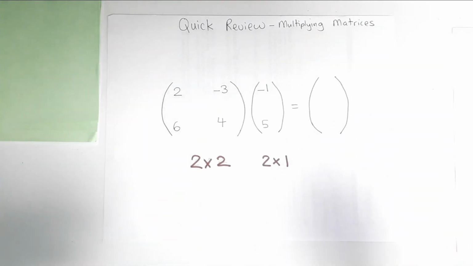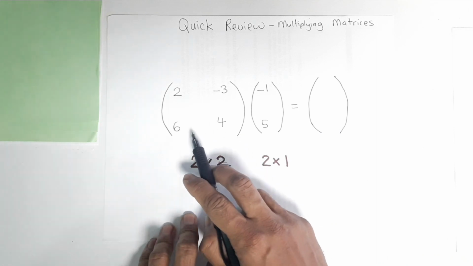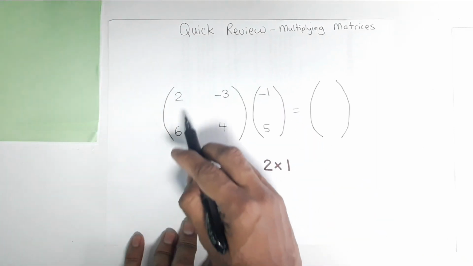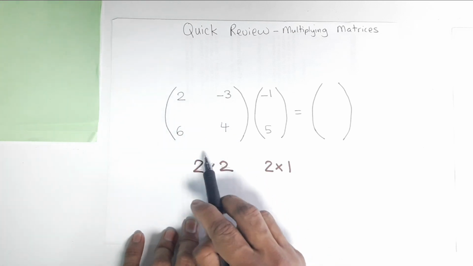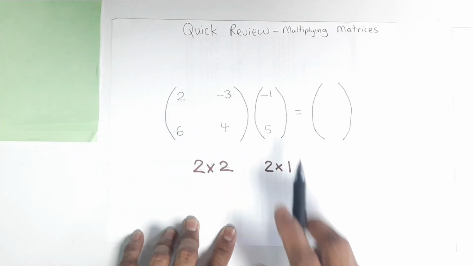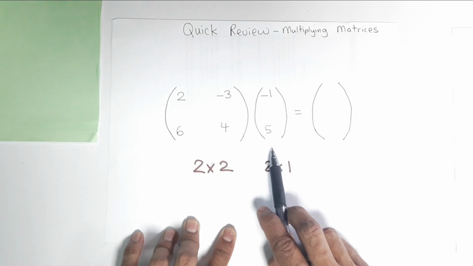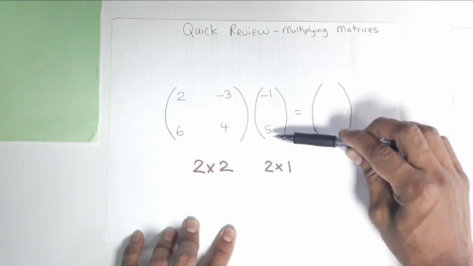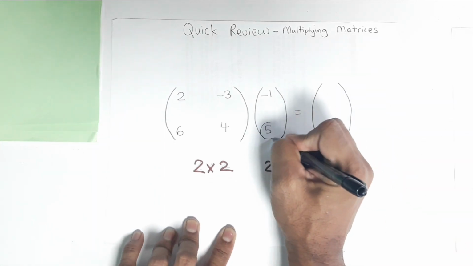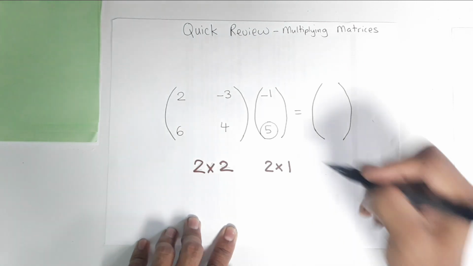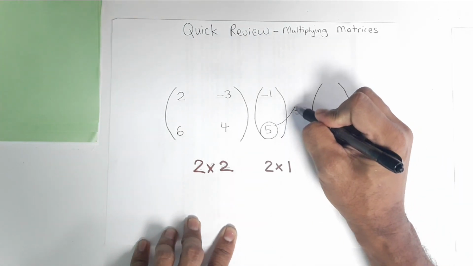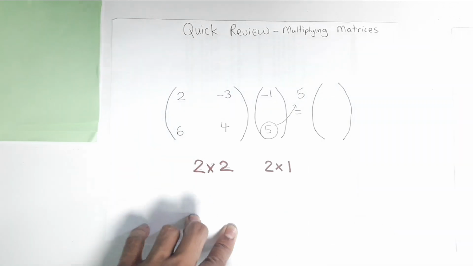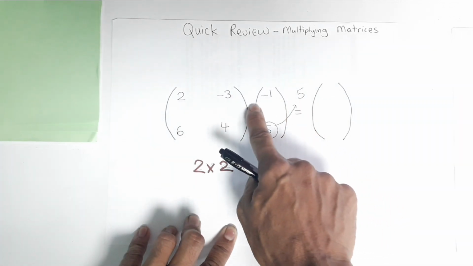Now there are many methods out there, but for those of you who come to my online classes, the easiest way to multiply a 2 by 2 by a 2 by 1 is to look at the 2 by 1 matrix. Keep your eye on it and look at the number underneath. The number underneath is 5, so circle that 5. Then pretend this 5 swings up to the top, where it meets the minus 1.